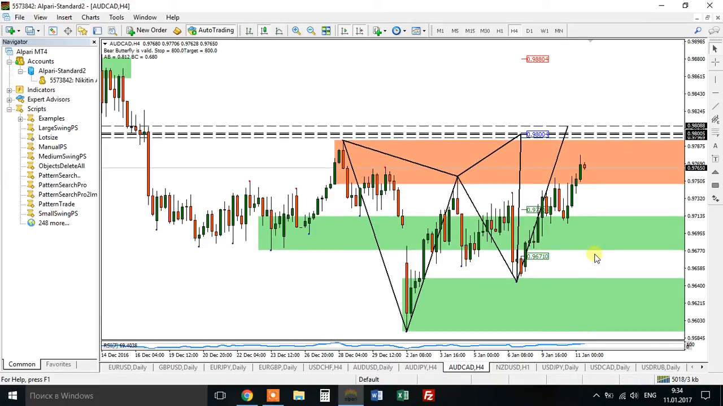So I have gathered lots of evidence of this Fibonacci confluence to be a major level and to be a good point for a short opportunity. So let's see how it goes.